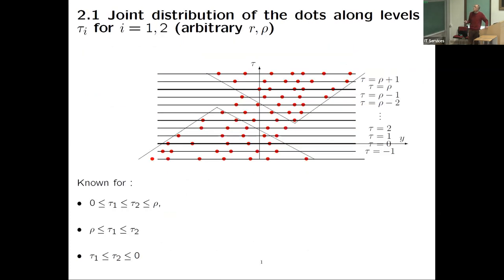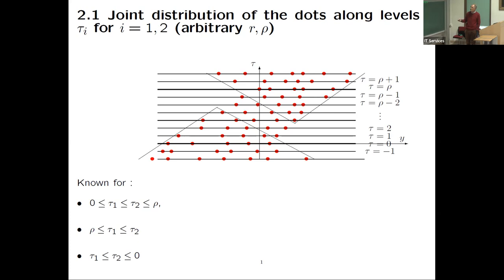Now, what I would like to do is show you the distribution, because that's a very natural question. What is the distribution of those dots along this line? Or along that line? A single distribution along a line can always be computed. And in fact, we compute here the joint distribution for two levels. Say you take this level tau 1, this level tau 2, you would like to know the distribution of those points along those two levels, tau 1 and tau 2, et cetera.